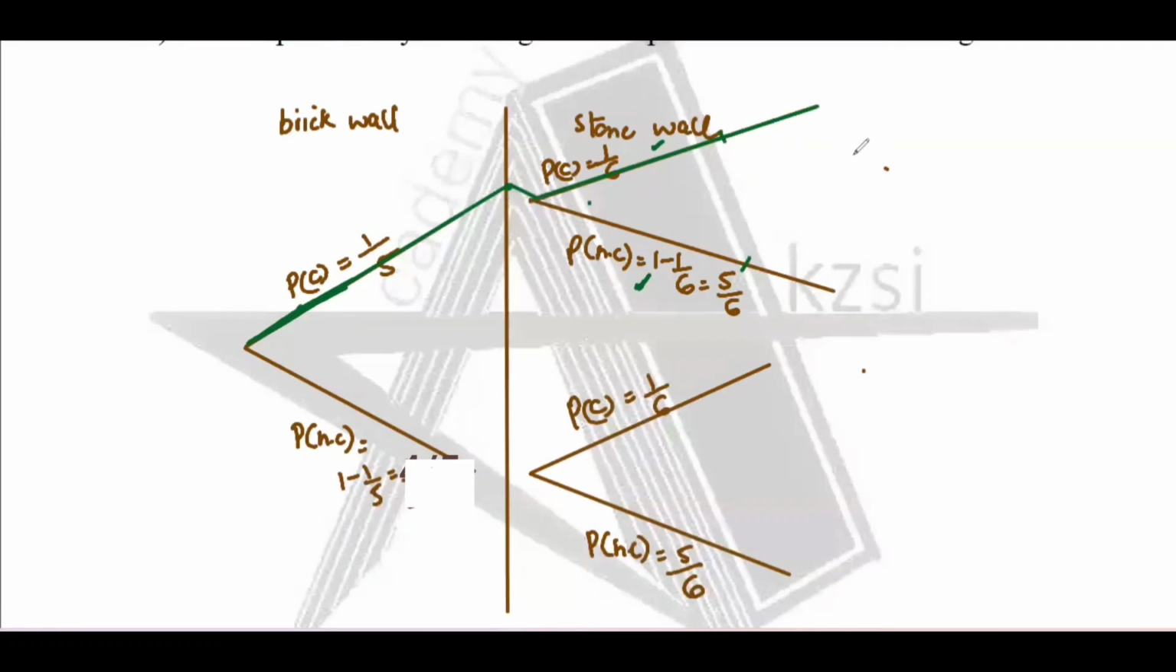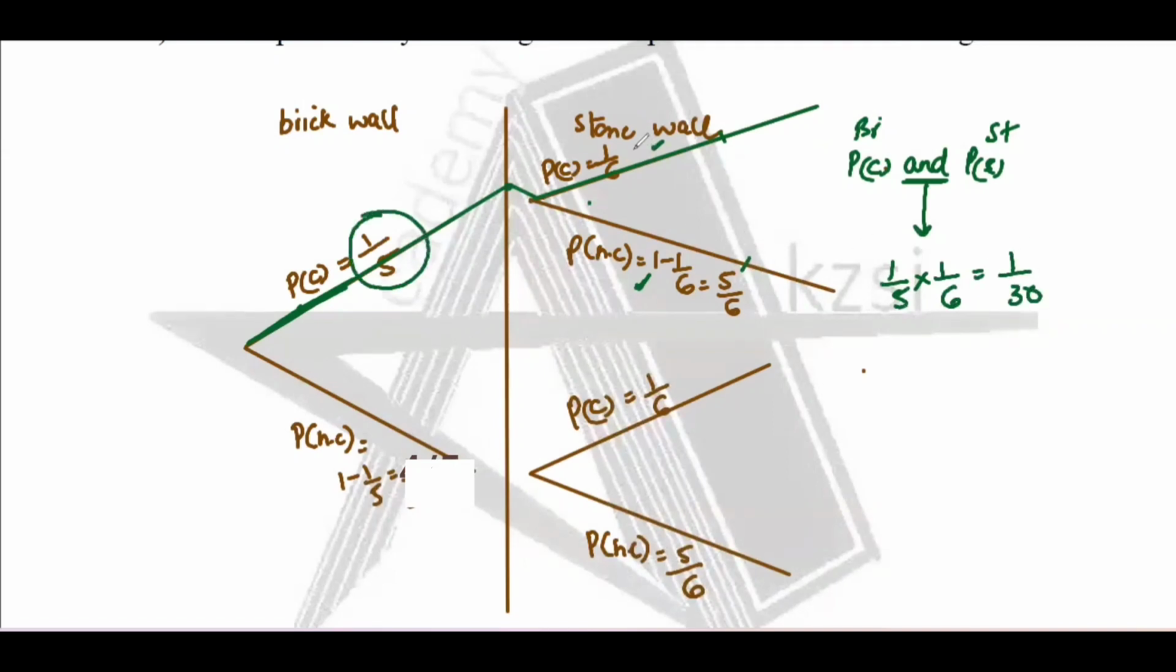So we have to pick this. That means probability of completion of brick wall and probability of completion of stone wall. This is for stone and this is for brick. Clearly, according to the AND rule, if there is an 'and' in between, we have to multiply the probabilities. So probability of completion of brick wall is 1 over 5 multiplied by completion of stone wall is 1 over 6. Answer is 1 over 30. We have selected 1 over 5 and we have selected 1 over 6. Multiply them together. We'll get 1 over 30. This is our answer for part B.